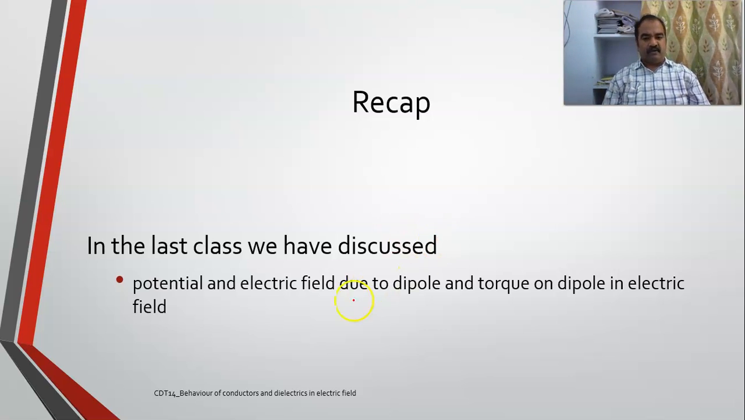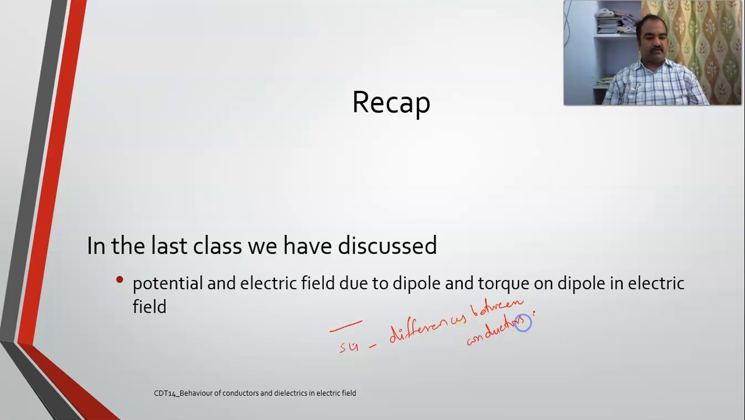Apart from this, in the last SLT, we also discussed differences between conductors and insulators. We have seen this concept, and we have also seen what a dielectric is and how it is different from an insulator. Now, in the present video lecture, we will concentrate only on the concept of polarization and how to compute polarization in a given specimen.